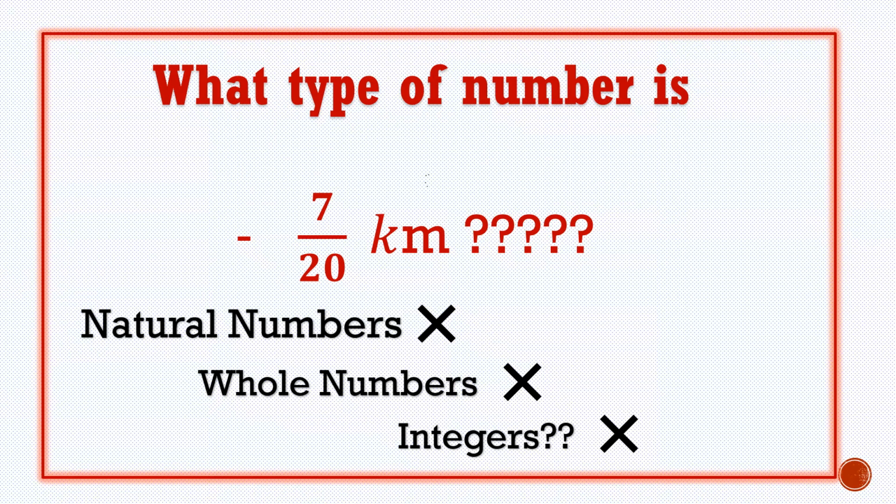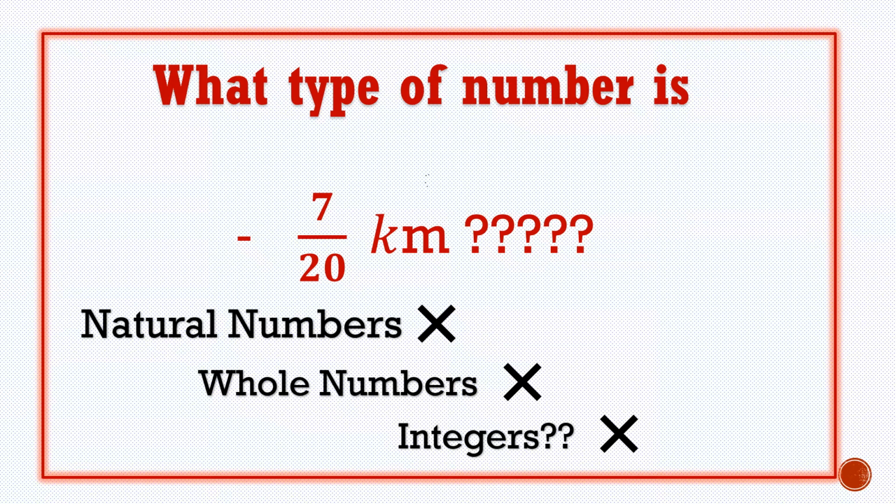Then my question remains the same. What type of number is minus 7 over 20 kilometers? And if we have only these types of numbers in maths, natural numbers, whole numbers and integers, then how will I represent this type of number?